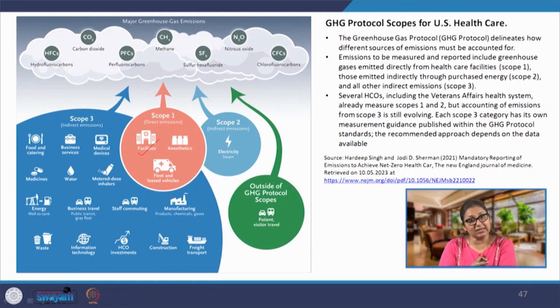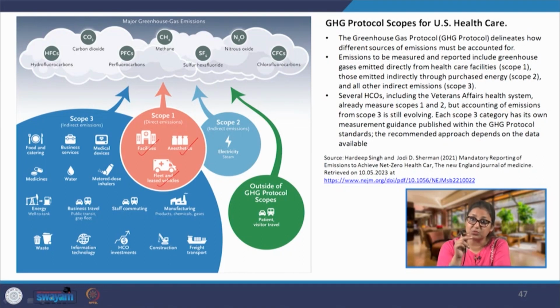Unless there is a direct consumption of fuel, it is not a direct emission. In the facilities where, for example, a lot of medicines and chemicals are used in the medical processes, an incinerator might be used on the hospital premises. All the emissions resulting from the activities of the facilities are counted here. We also have anesthetics, where we are talking about medicine use, and then we also have the fleet and leased vehicles, because hospitals often have fleets of vehicles, especially ambulances and vehicles for transporting doctors and medical staff in case of emergencies.